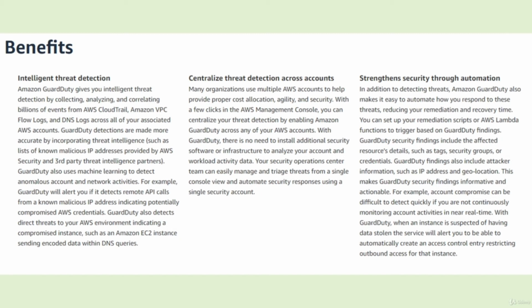It has centralized threat detection across different accounts, so you don't need to customize it multiple times for multiple accounts. Many organizations that use multiple AWS accounts can be centralized for proper cost allocation, agility, and security. You can customize these things on AWS. It strengthens your security through automation. It uses machine learning, tags, security groups, resource details, and different kinds of techniques to keep your domain or stuff safe out there on the cloud.